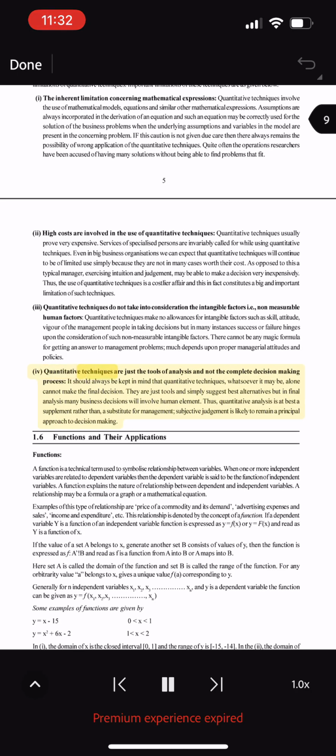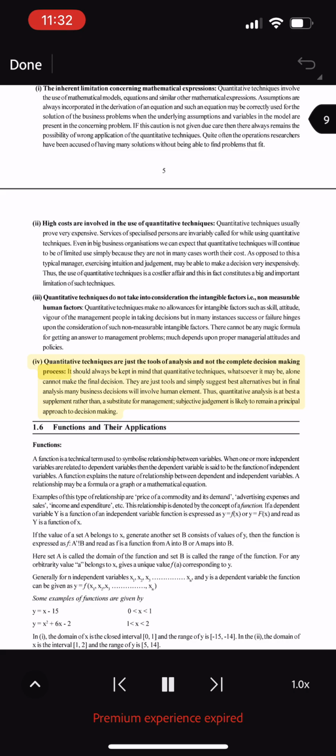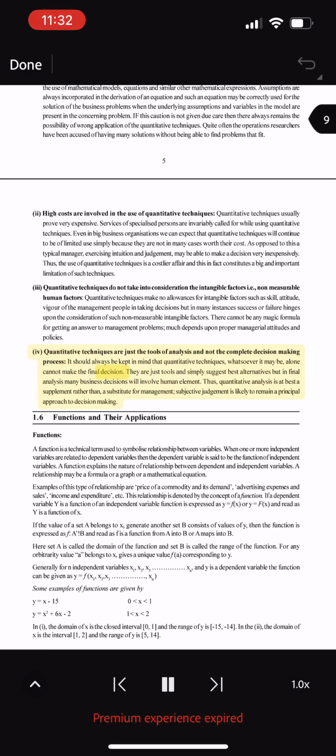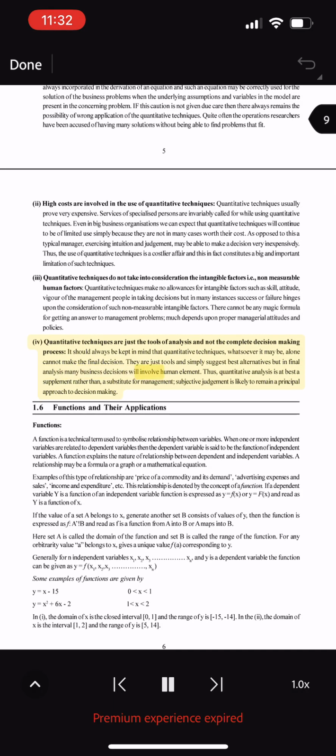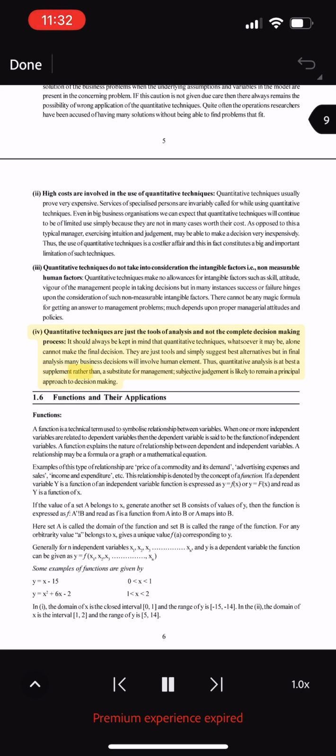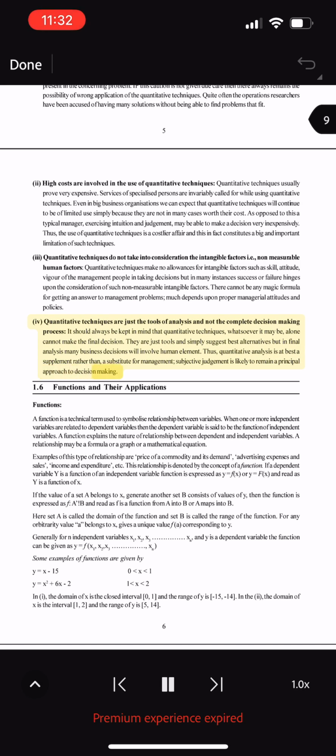4. Quantitative techniques are just the tools of analysis and not the complete decision-making process. It should always be kept in mind that quantitative techniques, whatsoever they may be, alone cannot make the final decision. They are just tools and simply suggest best alternatives, but in final analysis many business decisions will involve the human element. Thus, quantitative analysis is at best a supplement rather than a substitute for management. Subjective judgment is likely to remain a principal approach to decision making.